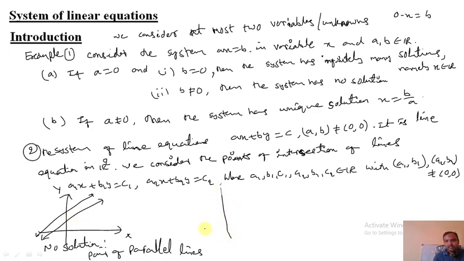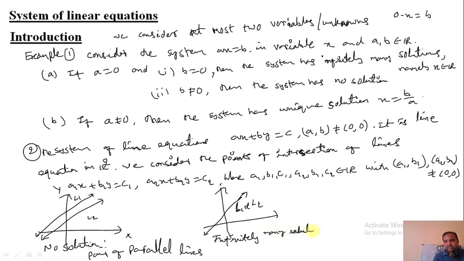Suppose the line equations are like this, L1 and L2. They are coincident. L1 and L2 are both the same. In that case, how many solutions? Every point on the line is a solution, meaning infinitely many solutions. When the lines are coincident, the system has infinitely many solutions.